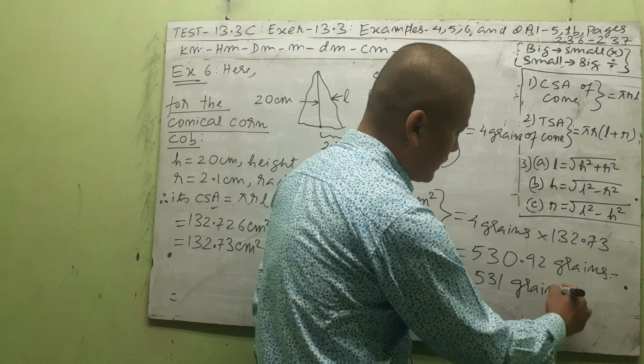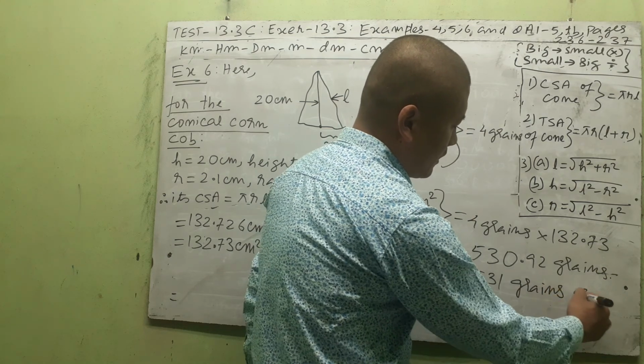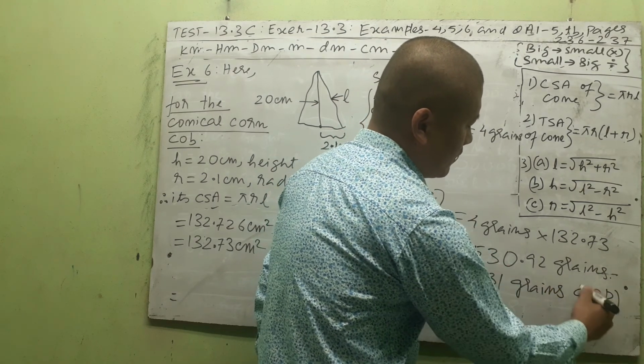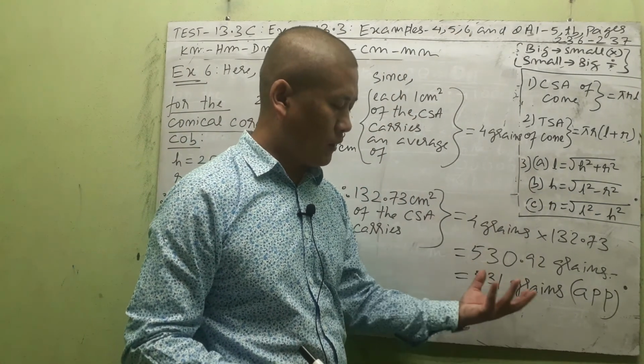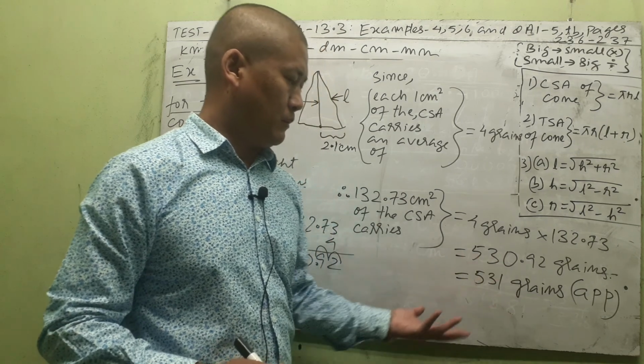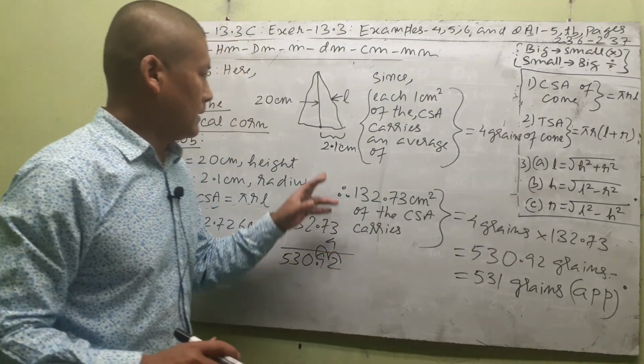We should not put decimals in the number of things, so grains, and we can add here the word approximately, meaning it may not be exact, but somewhere around this many grains will be there on this corn cob. Okay, I hope you got it.